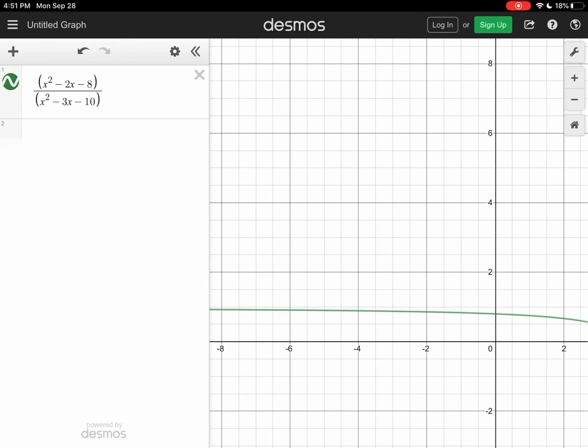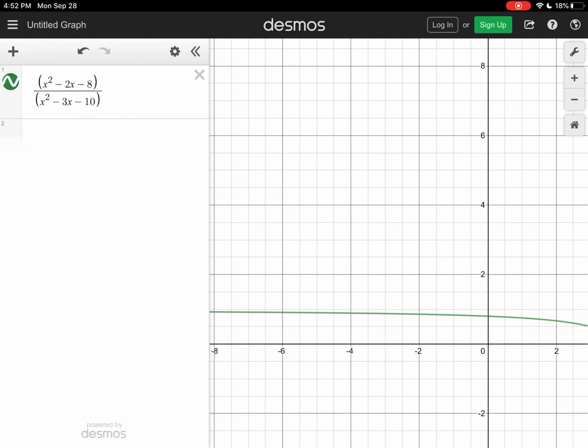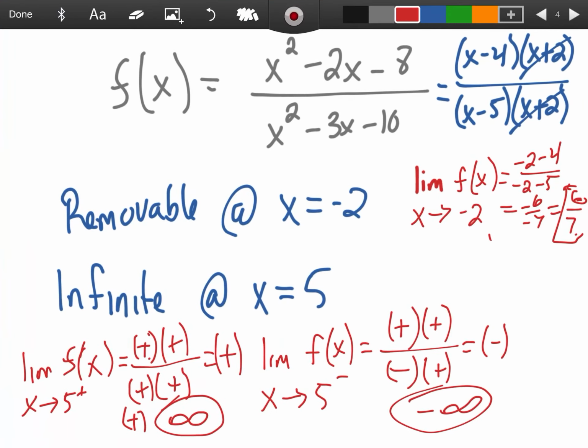So 6/7, that's about 0.856, I believe, or something along those lines. So you can see, yeah, I'm getting pretty close to 0.856, or 857, I guess it is. All right, and then boom, I hit -2, comma, undefined. So as my x approaches -2, my y value is going to 6/7. All right, so this is how we find and evaluate limits at infinite and removable discontinuities.